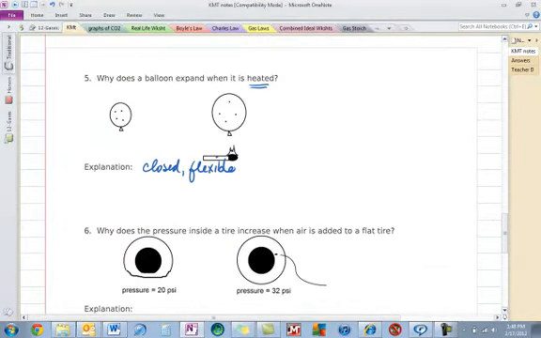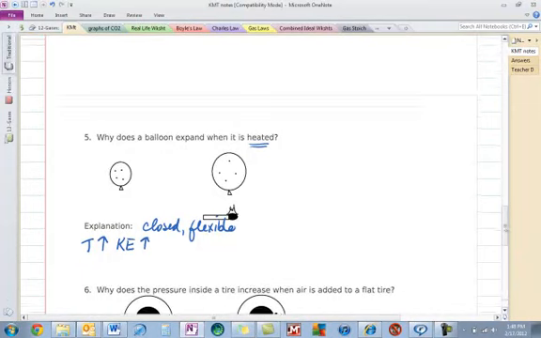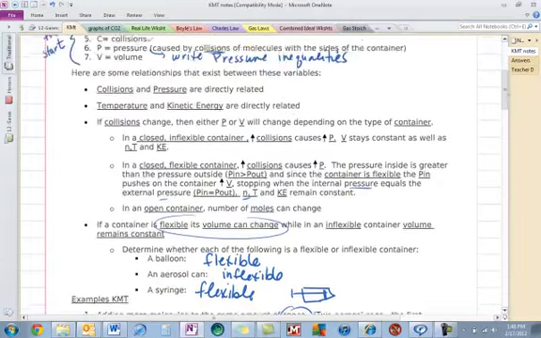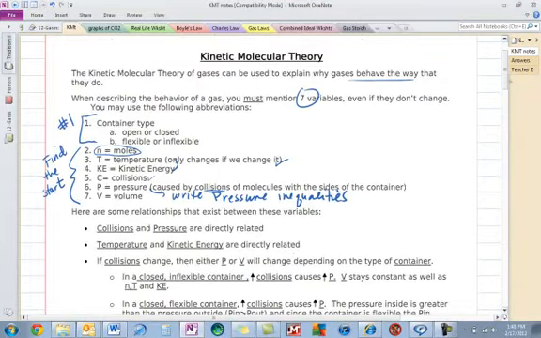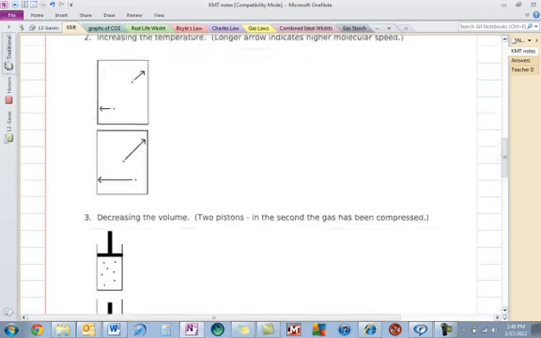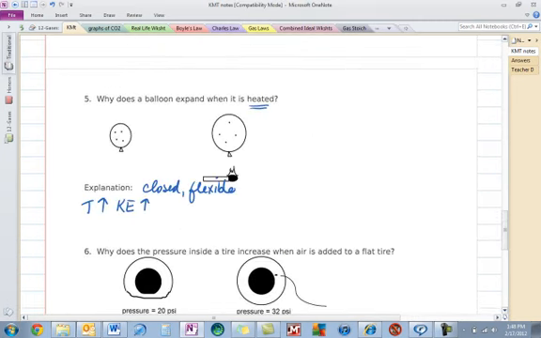So temperature went up, so did our kinetic energy. If your kinetic energy went up and you are moving faster, what's going to change next? Take a look here. What do you think? Collisions. You are going to hit more often. And if you hit more often, then your pressure is going to go up because pressure is defined by collisions. Okay. So we've got increase in collisions and then an increase in pressure.